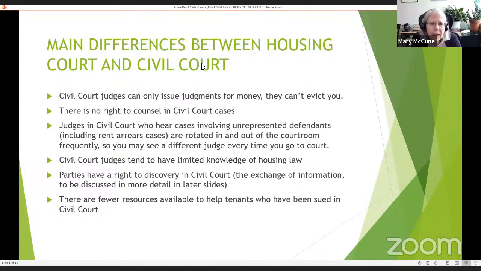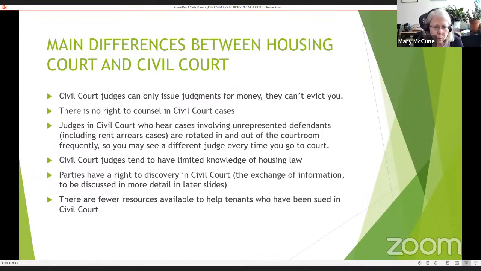So here are some of the main differences between housing court and civil court. When you're in housing court, they're eviction proceedings, so the judges have a right to evict you. That's not true in civil court. In civil court, it's all about money, and that's all the civil court judges can do. They can issue a judgment against you for rent arrears, but they can't evict you if you don't pay rent that's owed. Another important difference is that there is no right to counsel in civil court.